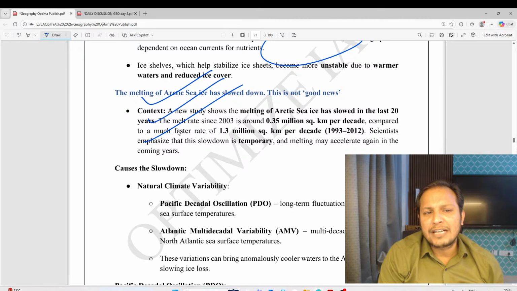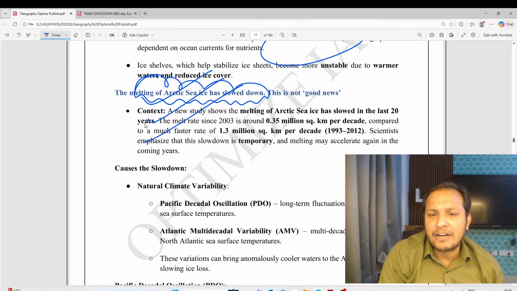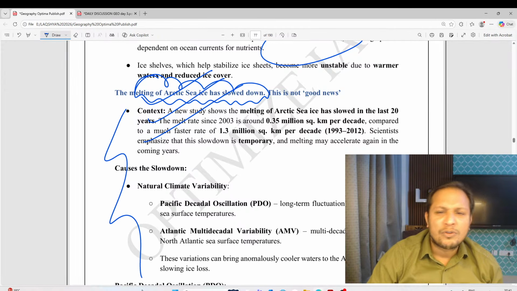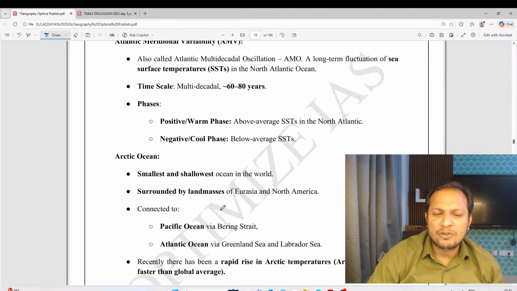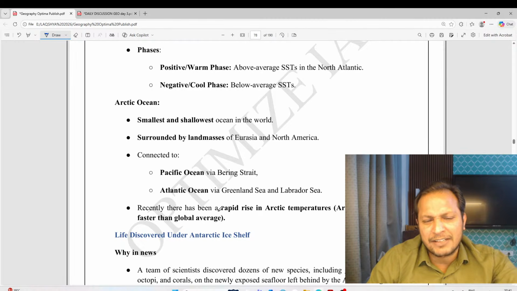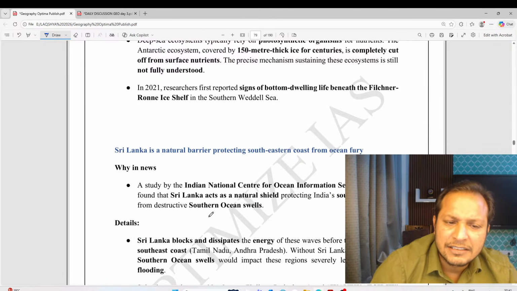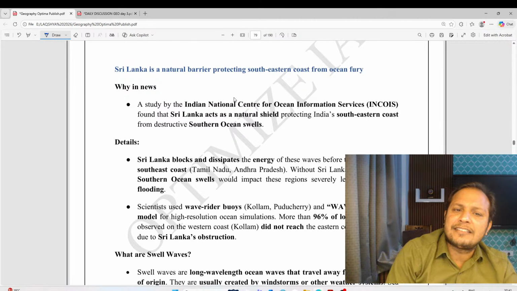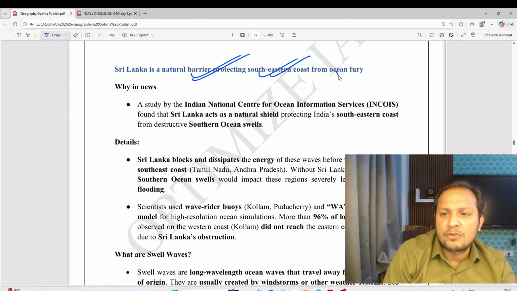If you see here, there is some news that the melting of Arctic Sea has slowed down. Go through what the news is and what the impact of it is. They won't go into so much detail, but you should have an idea about this. Like this, there is one topic which is Sri Lanka. Sri Lanka is acting as a natural barrier protecting the southeastern coast from ocean's fury.